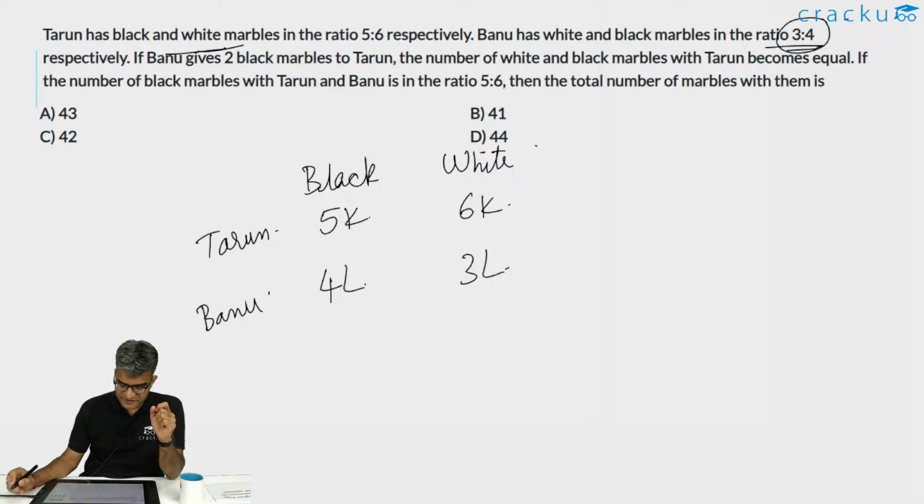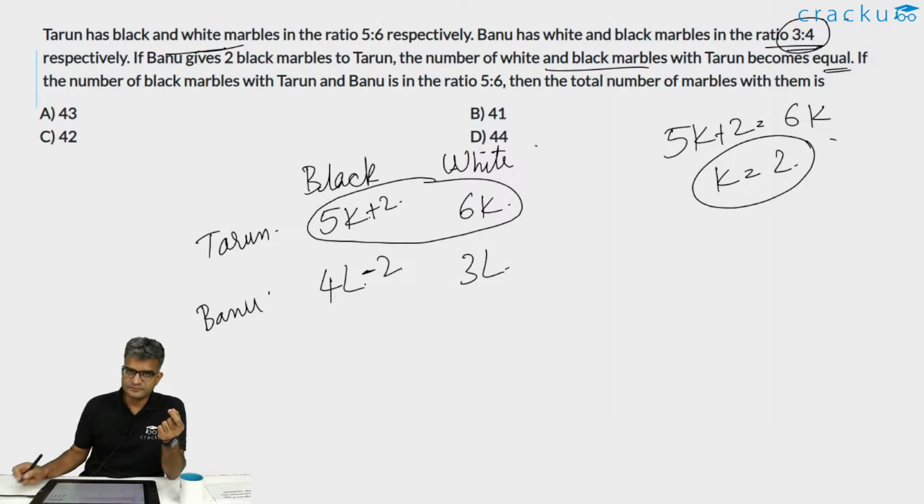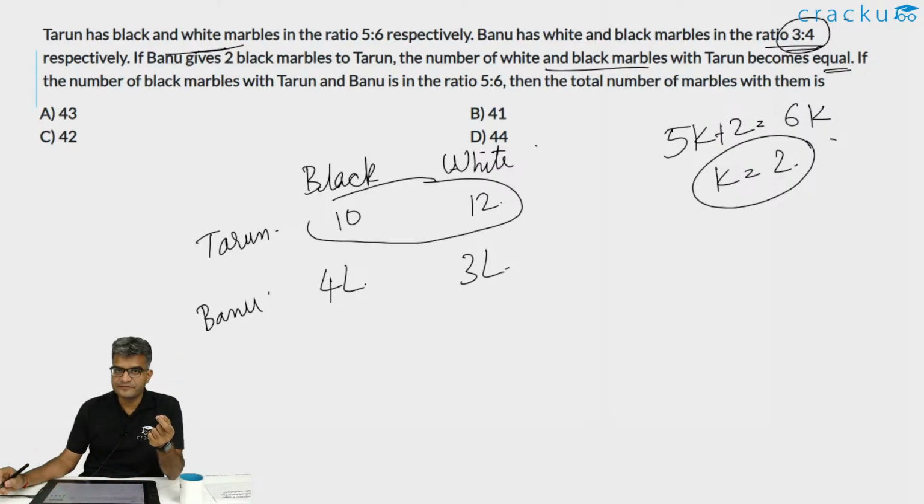Now if Banu gives 2 black marbles to Tarun, Banu will have 4L minus 2, Tarun will have 5K plus 2 black marbles. The number of white and black marbles with Tarun becomes equal. So these two will remain the same. So 5K plus 2 is equal to 6K, or the value of K is equal to 2. This would imply that the number of marbles with Tarun is 10 black marbles and 12 white marbles.